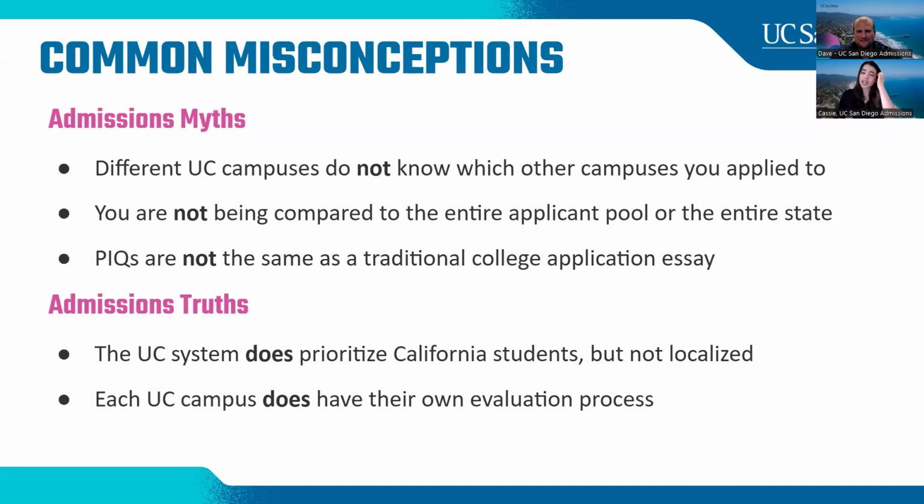The UC system does prioritize California students, but not localized. So we do care about our California students. If you're coming from a California community college, if you're perhaps a transfer student, we have articulation agreements with every single California community college, meaning that we can tell you which of your community college courses are directly transferable to UC San Diego or any other UC, and what that course equivalent would be here at UC San Diego for any of the classes you've taken.